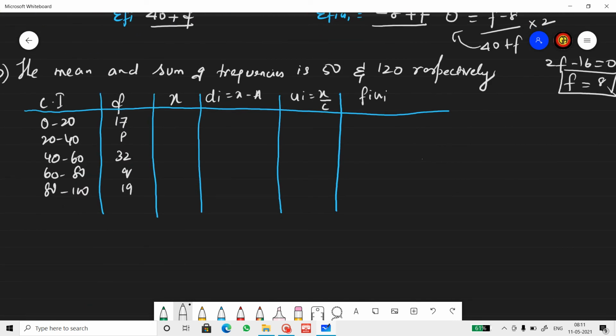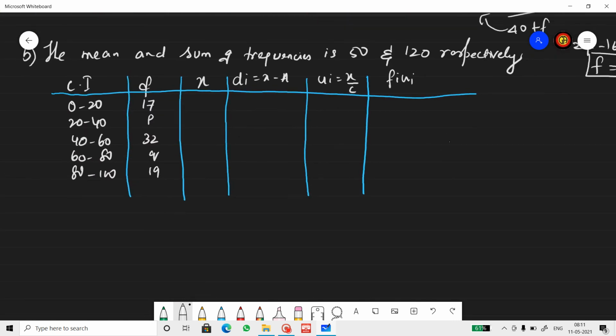Next one, when there are two missing values. When there are two missing values, like here, the mean and the sum of frequency are given to us. The mean is 50, so x bar is 50. Sum of frequency, which is sigma f, is 120. And there are two missing values, p and q.